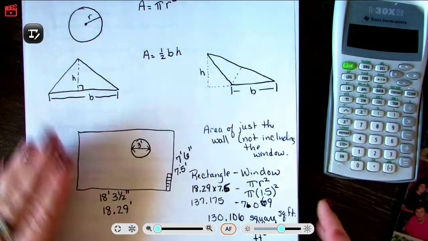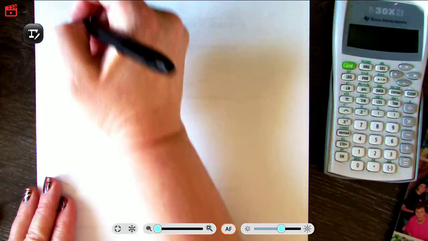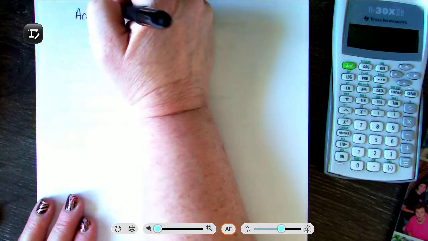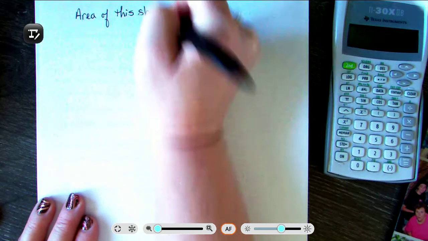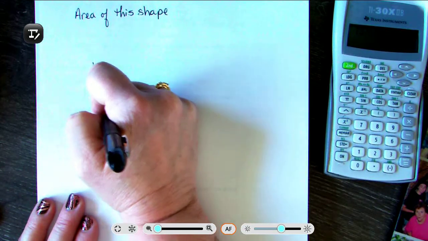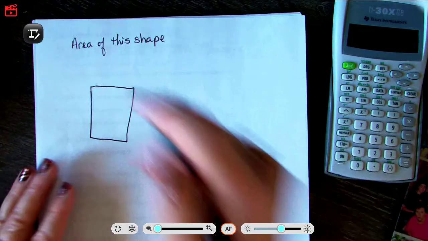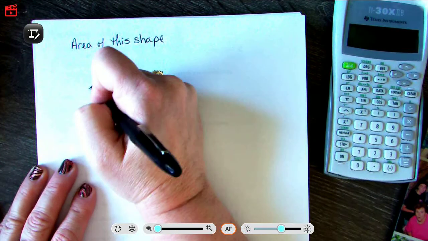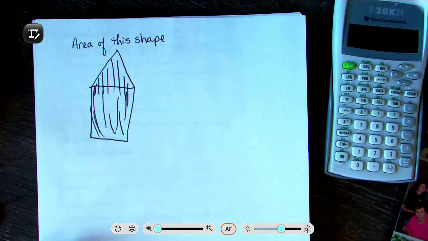Hopefully that's helping. I'm going to do one more. Let's find the area of this shape. Okay, and it's supposed to be a rectangle, and I'm going to put a triangle on top of it. So we're finding this whole area.